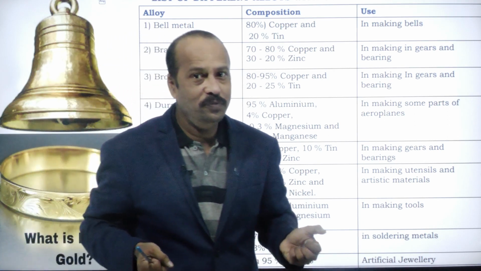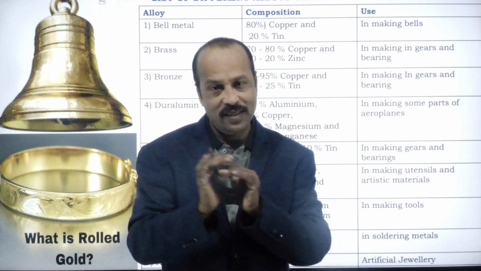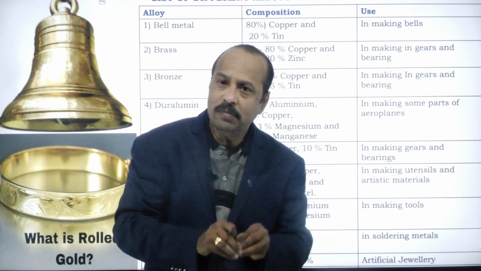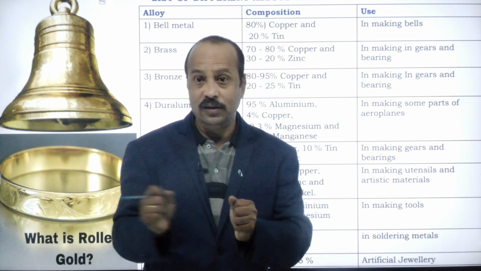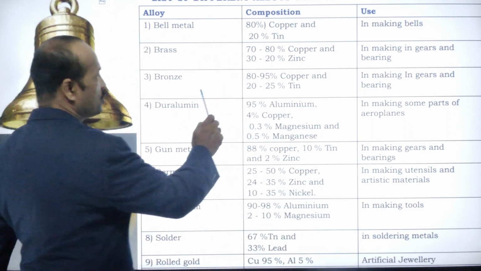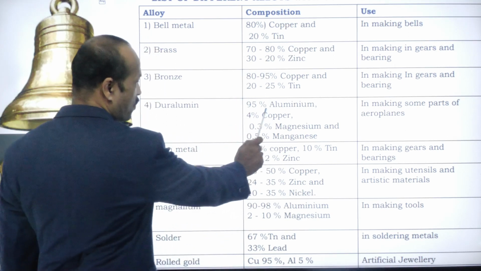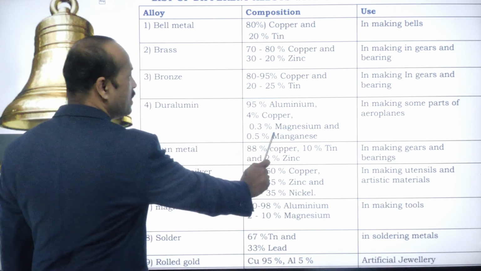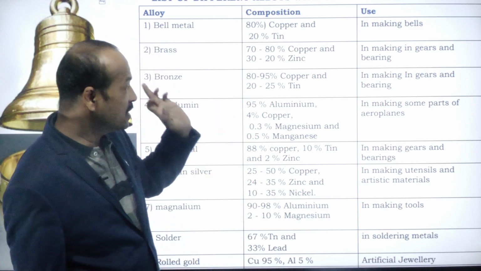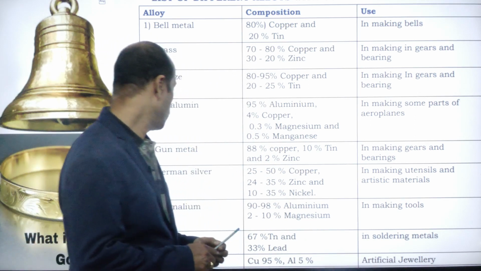Why? Iron is so dense, its weight is more. Aluminium has a lower density than iron, so it is lightweight, but when it is mixed with some other materials, it becomes very tough. So it is light and also tough. When we add 4% copper, 0.3% magnesium, and 0.5% manganese to aluminium, we get duralium, and this is used to make parts of the aeroplane.